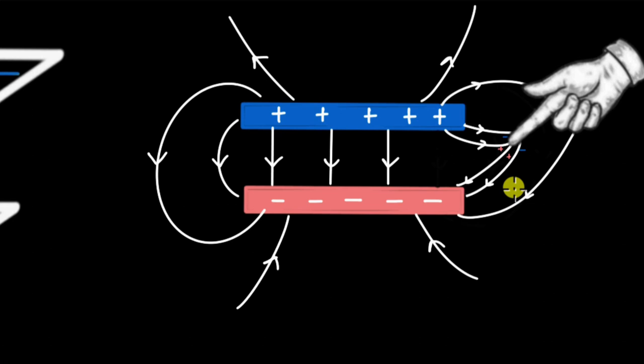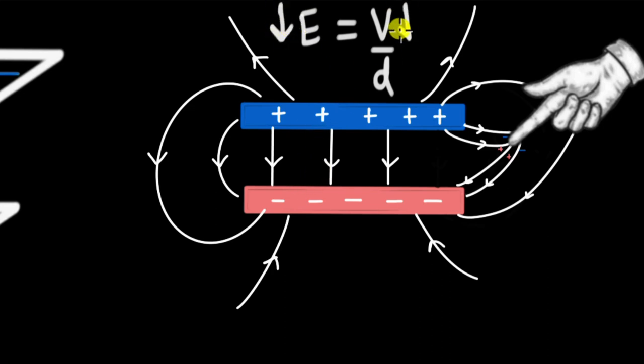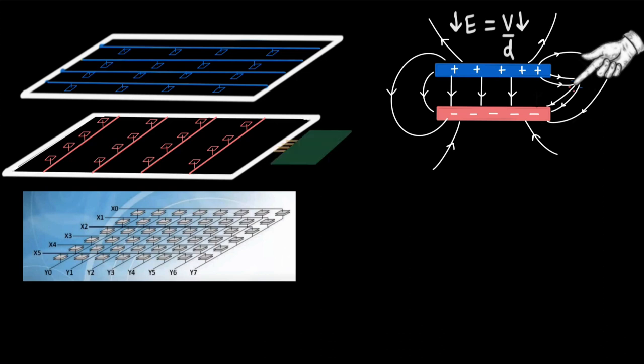It is as if your finger is stealing away some of the electric field lines from the capacitor. Now the electric field strength has decreased slightly, and we know that electric field strength is equal to V by d, the potential difference between the plates divided by the separation between them. So if the electric field strength decreases, even the potential decreases. This drop in potential is detected by the sensor, and then the sensor pinpoints that particular location where the voltage has dropped. And that is basically how a touchscreen display works.